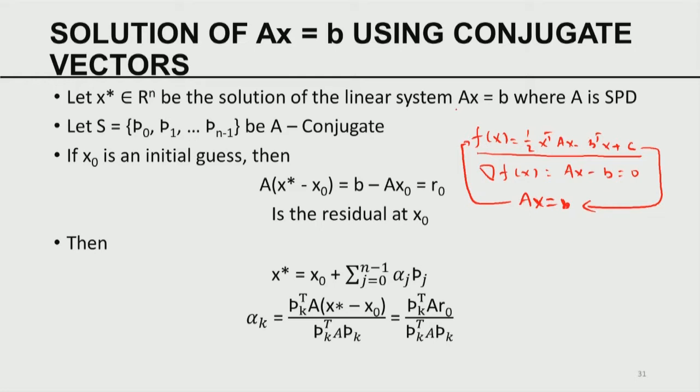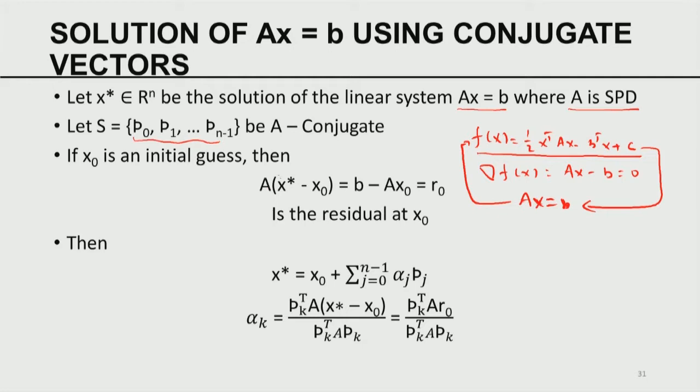So, let us assume that we have been given a linear system Ax is equal to b. Let x star be the solution. That means x star is equal to A inverse b, and A is symmetric positive definite. Let p naught to p n minus 1 be the A conjugate directions. We have already seen the existence of A conjugate directions. So, let x naught be the initial guess in my process of discovering what x star is. x star is the solution I am seeking. It is also a minimizer of f(x) I want to find.